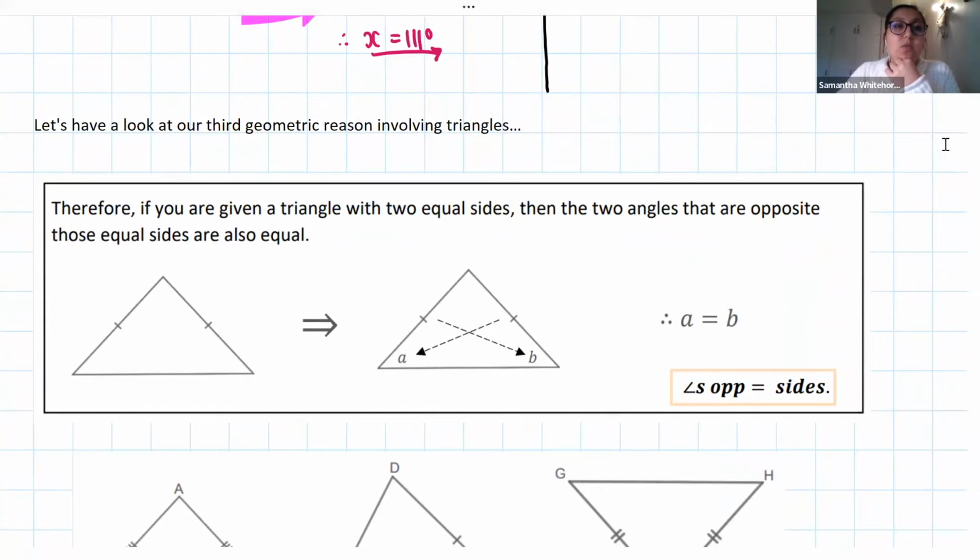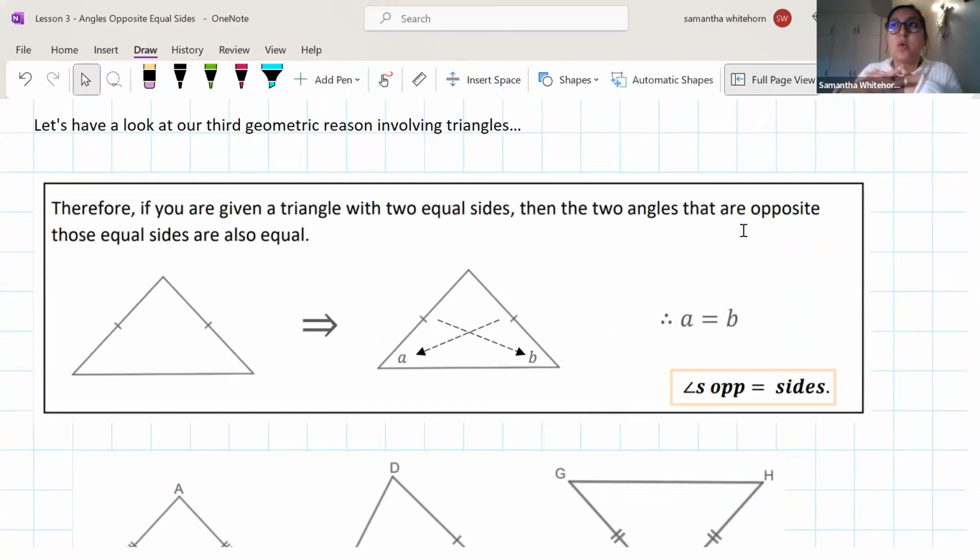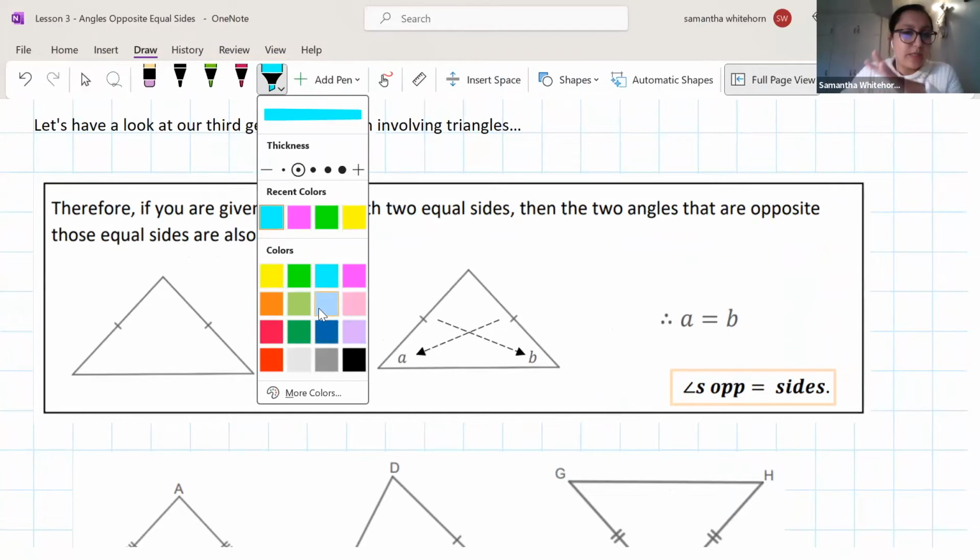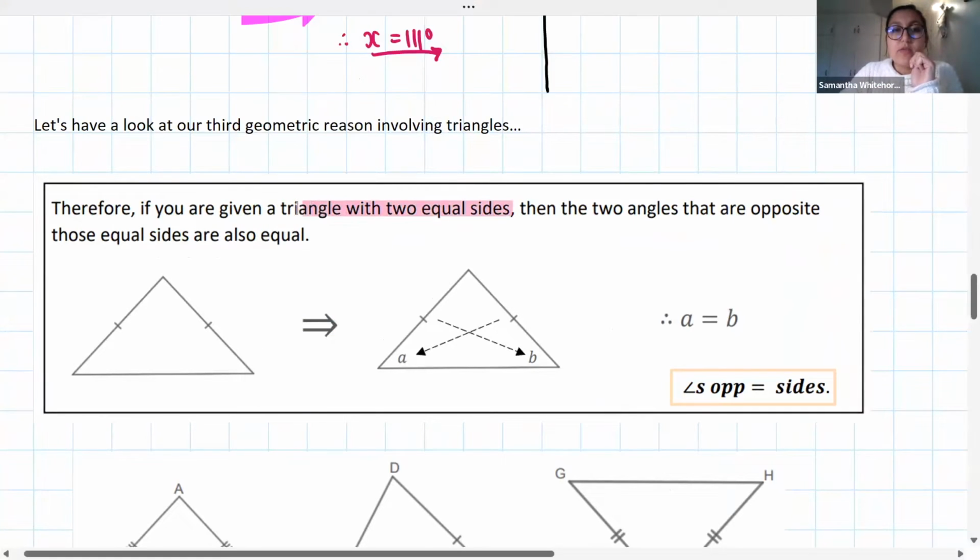It's also one that intertwines a lot with the other reasons with triangles that we've learned. So this one often goes hand in hand with sum of angles in a triangle. But let's first have a look at the reason, and then we can start looking at what it deals with. So importantly, this is when you are given a triangle with 2 equal sides. That is essentially an isosceles triangle. But basically what you want to look out for is me having given you 2 equal sides in a triangle.